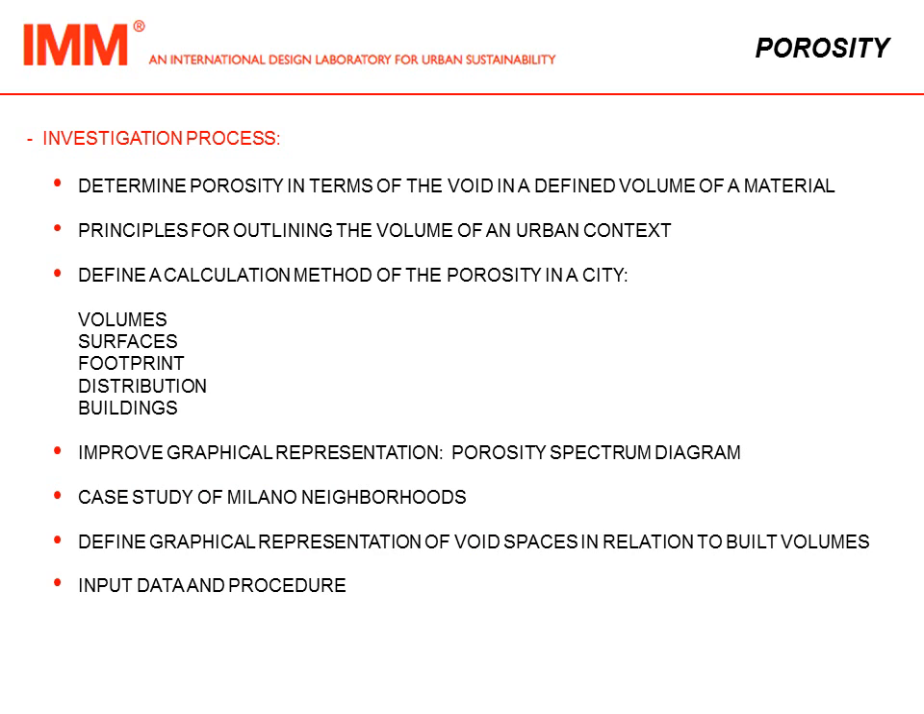Our investigation process started by determining porosity in terms of the void in a defined volume of a material. Then we looked for some principle for outlining the volume of an urban context and defined a calculation method of the porosity in a city, through a set of values such as volumes, surfaces, footprint, distribution, and buildings. We improved the graphical representation, moving from a value to a porosity spectrum diagram, and then we analyzed some areas in Milano as case studies. We also define some graphical representations of void space in relation to built volumes and give you the instructions to repeat this procedure on your own.